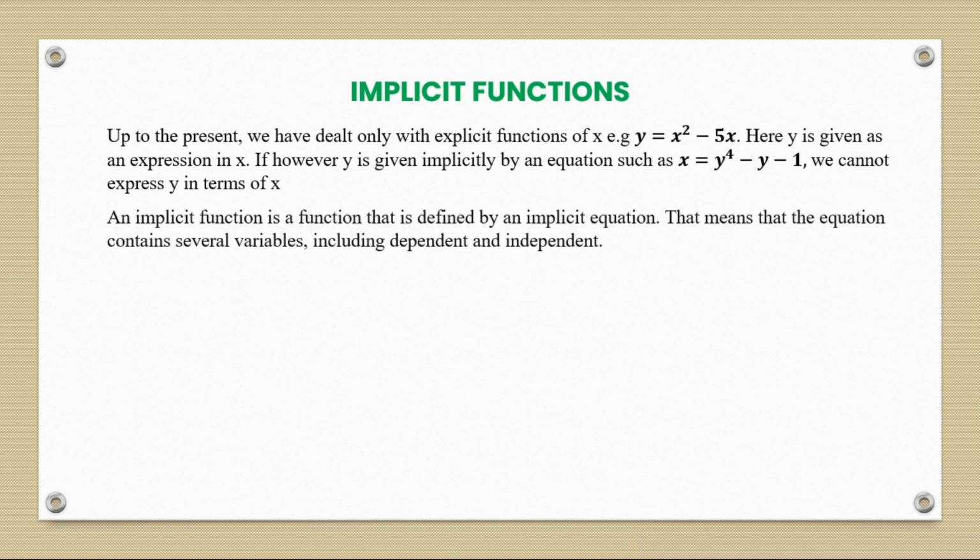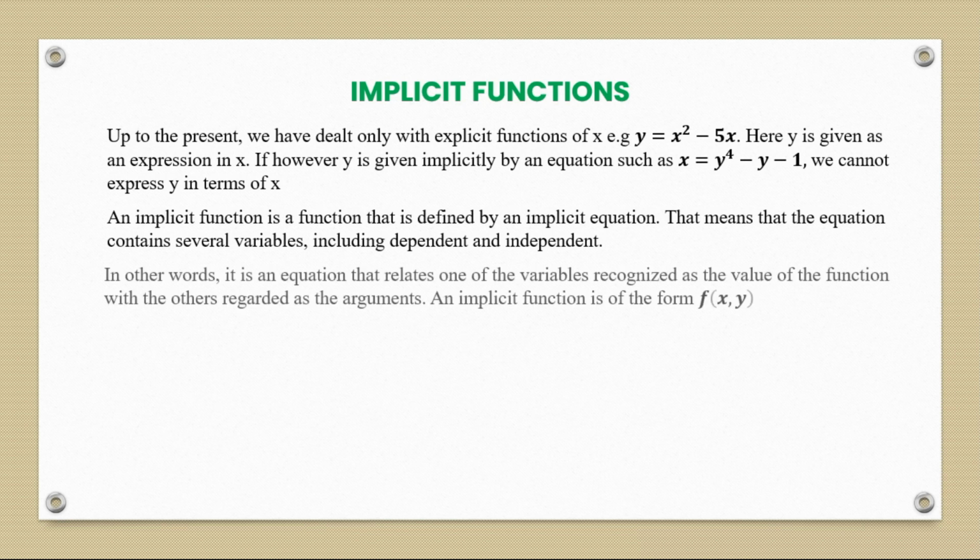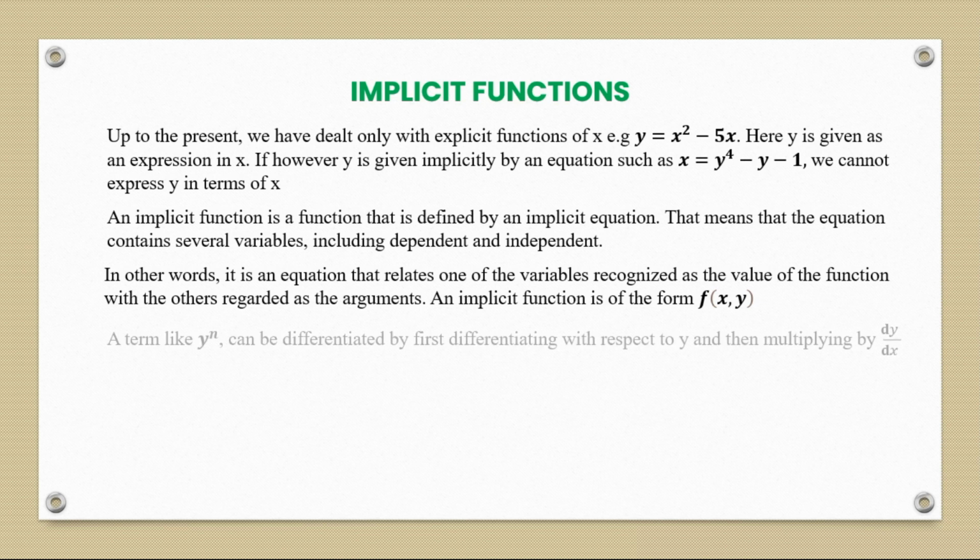An implicit function is a function that is defined by an implicit equation. That means that the equation contains several variables, including dependent and independent ones. In other words, it is an equation that relates one of the variables, recognized as the value of the function, with the others regarded as the arguments. So an implicit function is of the form f(x, y).